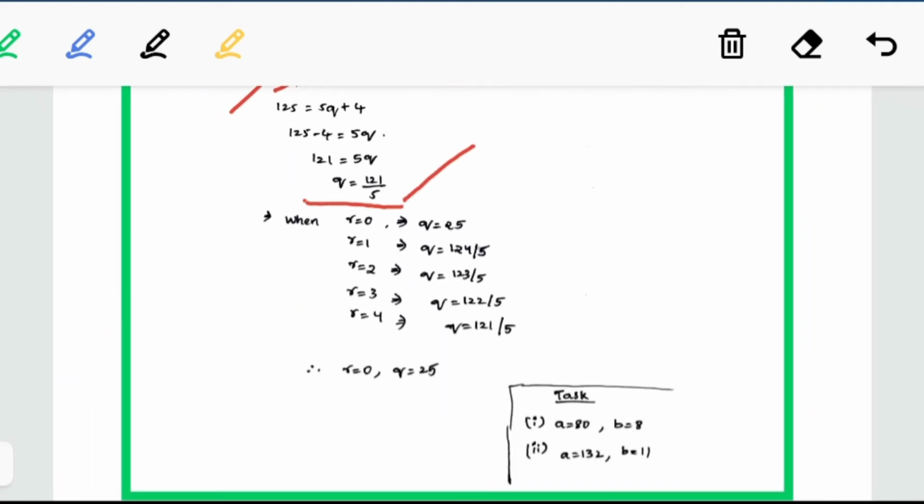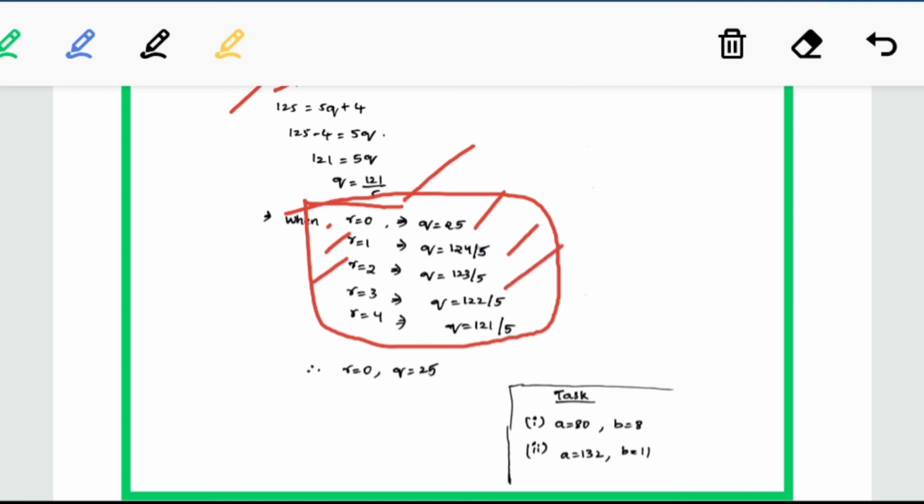And I have listed what we have got for each value of r. For r equal to 0, q equal to 25. For r equal to 1, 124 by 5. For r equal to 2, we got q value as 123 by 5. For r equal to 3, we got 122 by 5. For r equal to 4, we got 121 by 5.